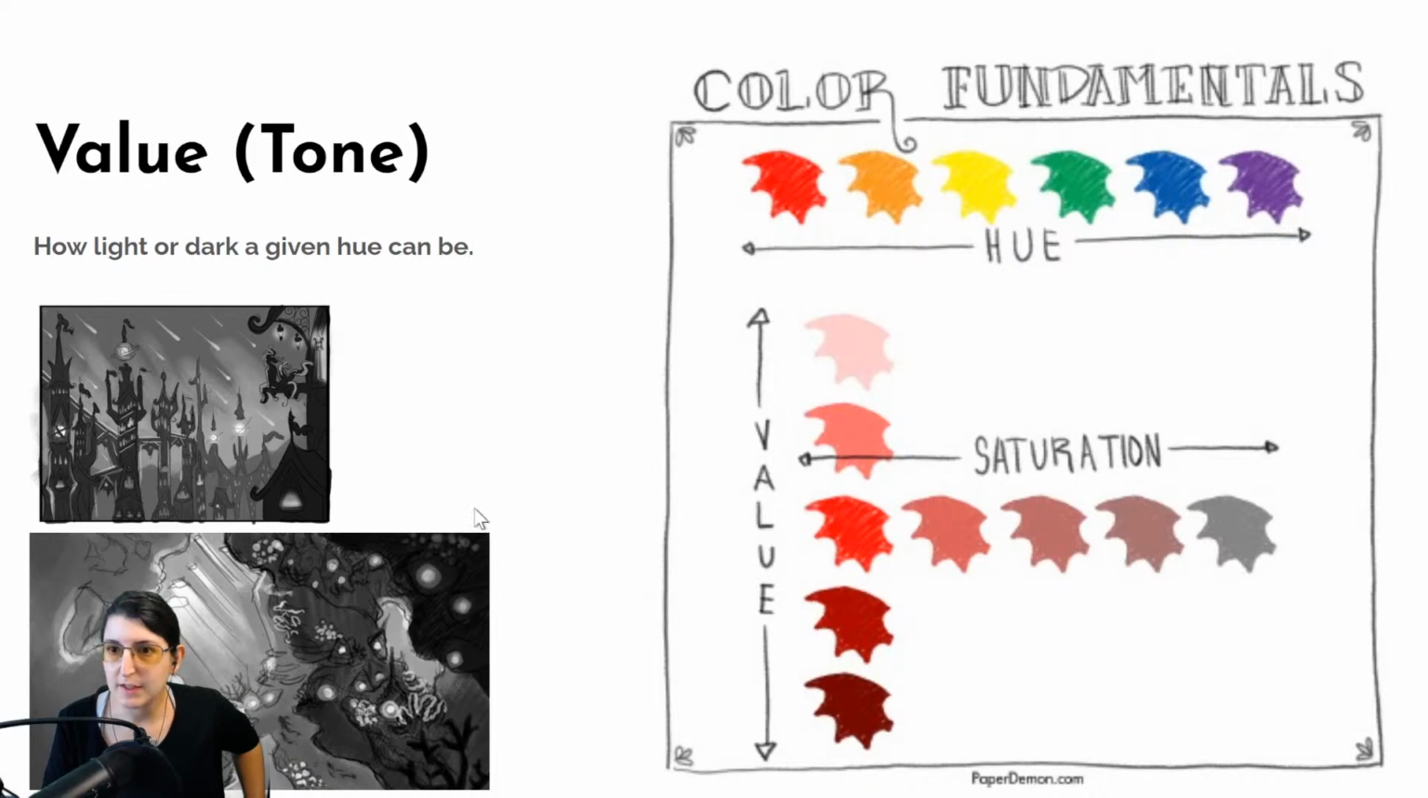And if you attended the last class, you'll remember I talked about something called a tonal study, and I showed these examples. That's where we're figuring out what the value or the tones are for the overall piece. That's going to come into play later in the lesson as well. So I'm going to talk a little bit more about that.